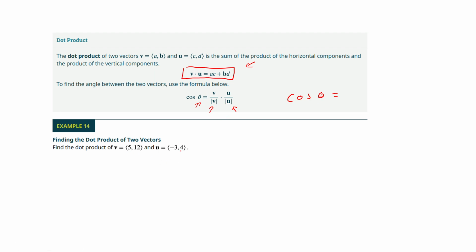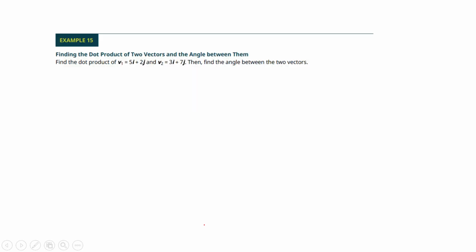A dot product is just going to multiply the x components and the y components here. Once you've multiplied the x's and y's, you add them together, and so we get 33. So that's the dot product of two vectors. Now we want to find the angle between them.